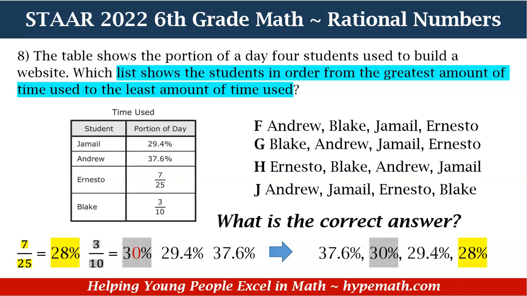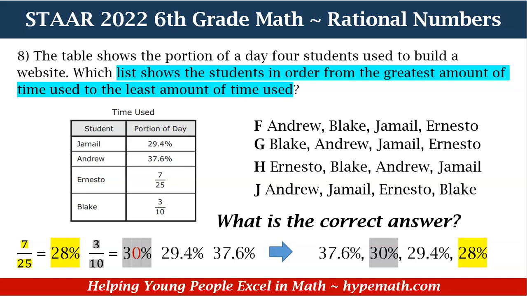What is the correct answer? Well, now that I know the list of students from greatest to least, what I'm going to do is look at my chart, see the student whose name is there, and then I'm going to look at my answer choices to see which list matches, which names match my list.